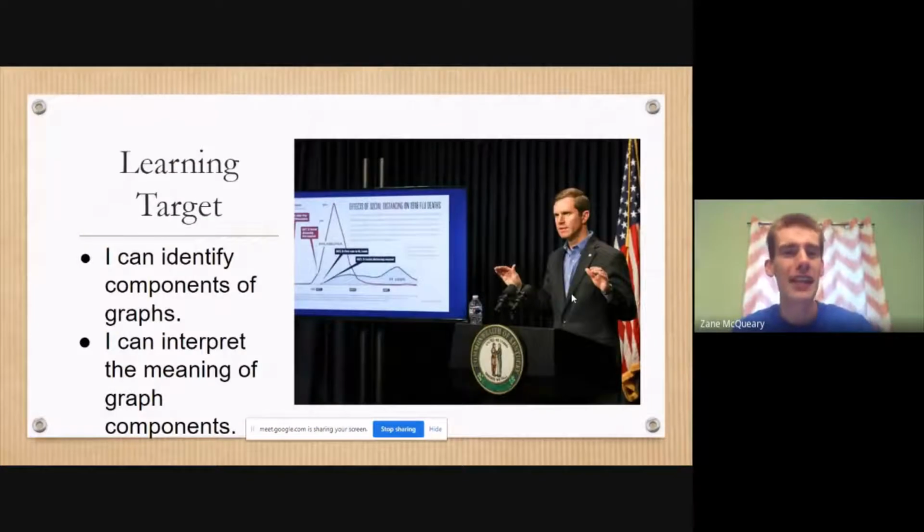We have two key learning targets today: identifying the components of graphs and interpreting their meaning. Case in point, Governor Andy Beshear from Kentucky in his 1918 Spanish flu graph behind him. He has Philadelphia and St. Louis, and right away you can draw conclusions about the states of those cities during the last pandemic.